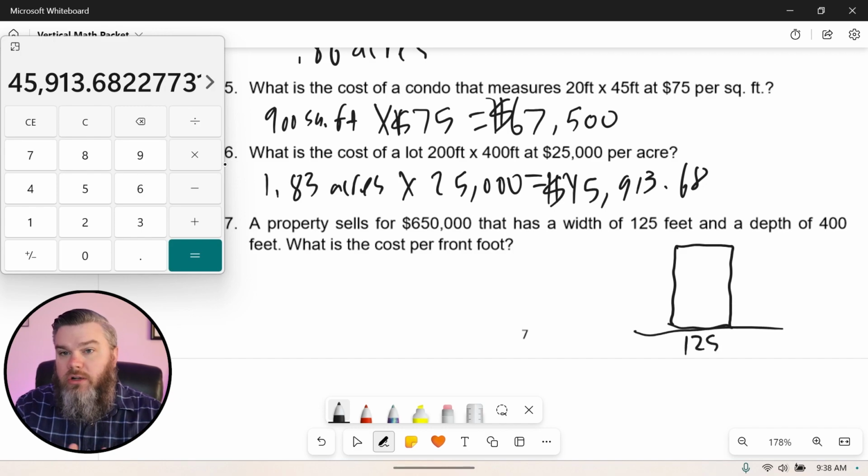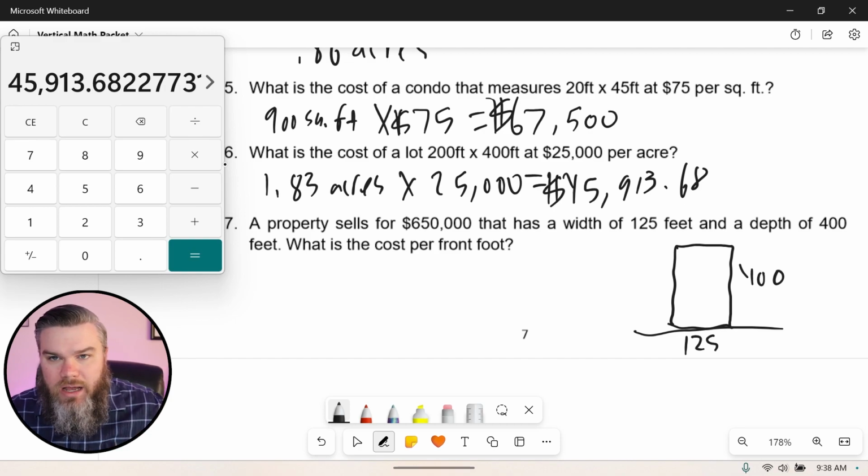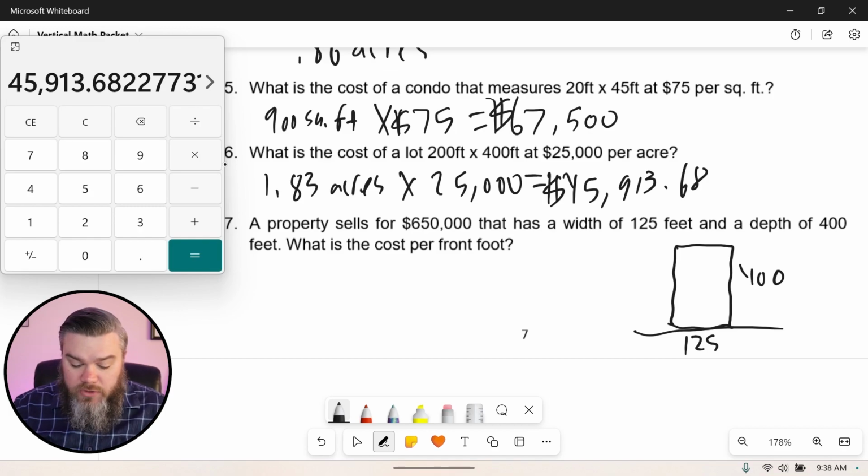Along a road, along something, it doesn't matter what it's along, but it's our front foot. Because our depth goes back from the lot. And so the other number is our front feet. The other thing is when we say these numbers, it defaults to the first number being the front footage and then the second number being the depth. But in this case, it told us, and so we're not playing any kind of guessing games. We're not worried about defaults. And so property sold for $650,000 that has a width of 125 feet and a depth of 400 feet. What does it cost per front foot?